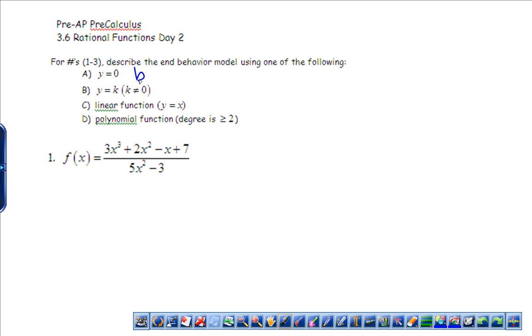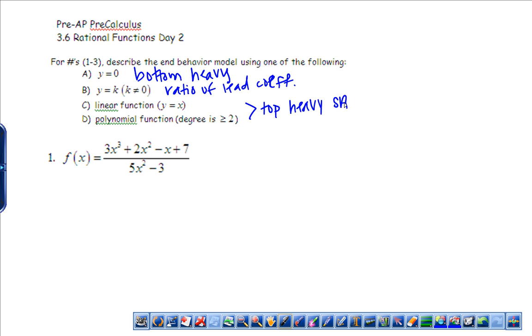Remember that is bottom heavy as I have described it. Okay, on y equals k, this means you have both the top and the bottom exponents are exactly the same, so you have a ratio of the leading coefficients. On C and D, this is when you are top heavy. You're going to have a slant asymptote. And on C, you have a linear function, so when you do your division, you end up with a linear function. So it could be y equals x or y equals x plus 3 or something to that factor.